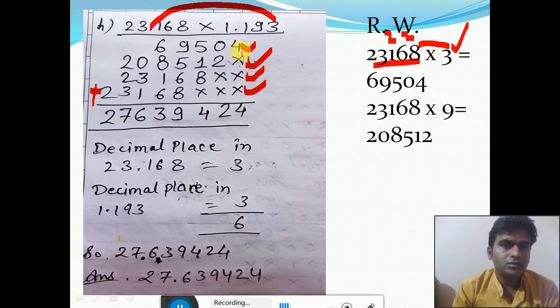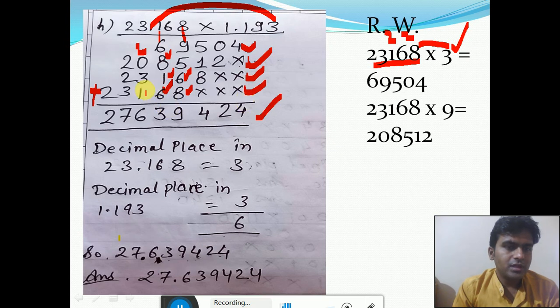Now how will you get 4? Now 2 and 0 is 2, 5 plus 1 is 6, plus 8 is 14, carry over 1, 9 plus 1 is 10 plus 5 is 15, 15 plus 6 is 21, 21 plus 8 is 29, carry over 2, 6 plus 1 is 7, 7 plus 8 is 15, 15 plus 1 is 16, 16 plus 6 is 22, carry over 2, 2 plus 3 is 5 plus 1 is 6. Now no carry, so 2, 2, 4, plus 3 is 7 and 2 as it is. So you got 27639424. Now you have to put the decimal point.